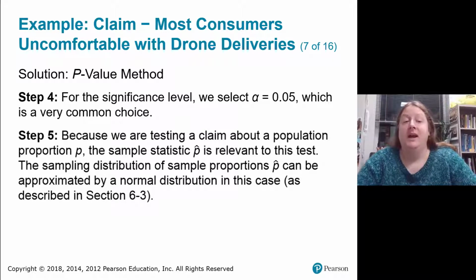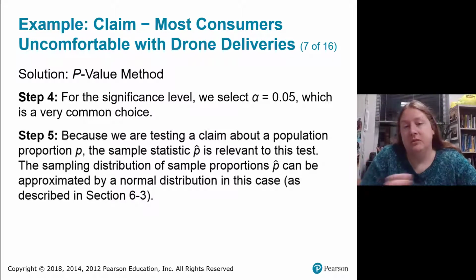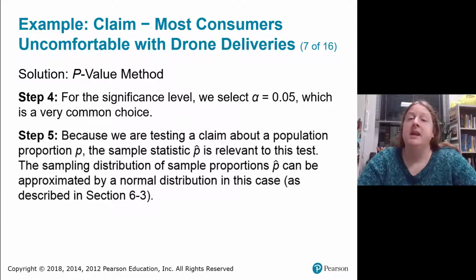So at this point, you could jump over and use technology. You know what your significance level is, and you know what your alternative and null hypotheses are, and you've really dove into the problem. If you're using table A2, then we continue on to step 5.